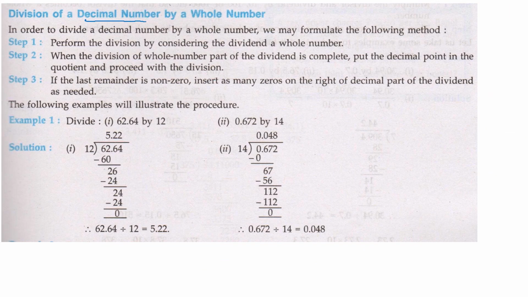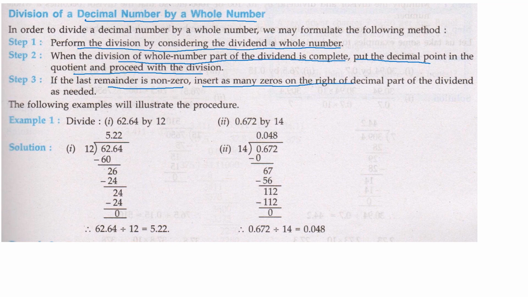Division of a decimal number by a whole number. We will divide in a simple way only. Perform the division by considering the dividend as a whole number. When the division of the whole number part of the dividend is complete, put the decimal point in the quotient and proceed with the division. If the last remainder is non-zero, insert as many zeros on the right of the decimal part of the dividend as needed. Okay, so look here, 62.64 by 12.